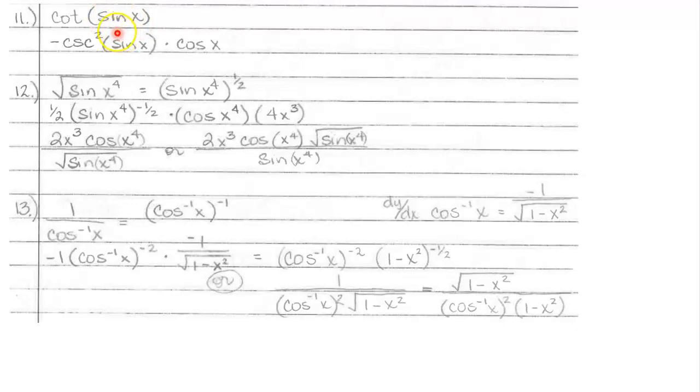All right, so the derivative of cotangent anything is negative cosecant squared of that thing, and then we're going to take the derivative of that thing. So the derivative of sine is cosine.